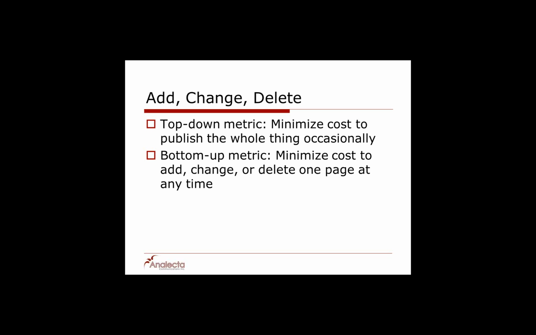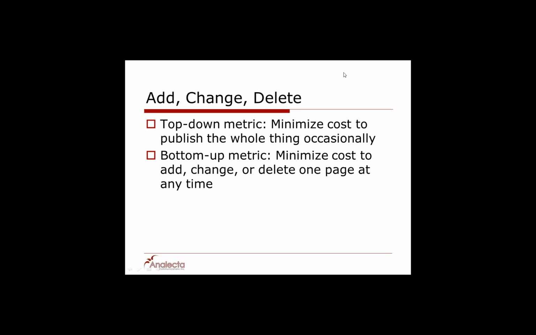And so the metric that matters for a tool to do that is what is the cost to publish the whole thing on an infrequent basis. This is not how things tend to work on the web. On the web, you tend to be putting up a page today, a page tomorrow, taking down another one, changing, deleting. Everything is changing all the time on the web. And so minimizing the cost to publish everything at once every 6 months isn't the best metric for measuring that kind of tool.